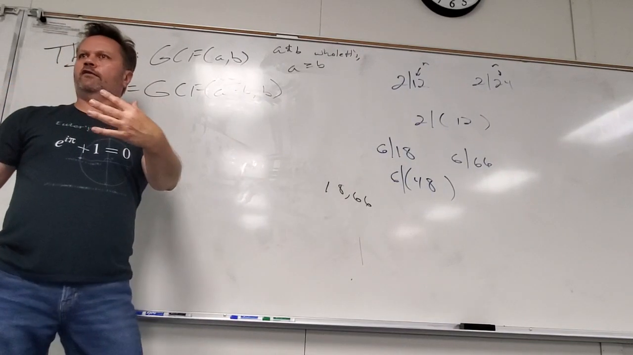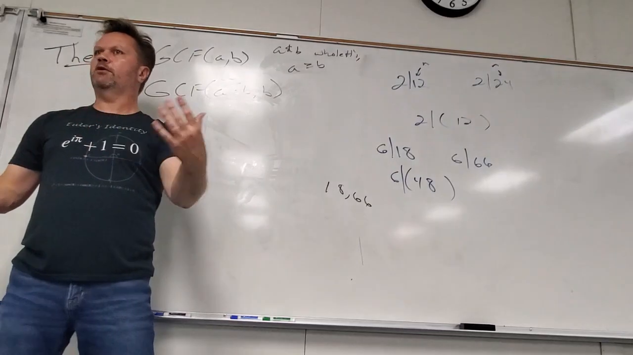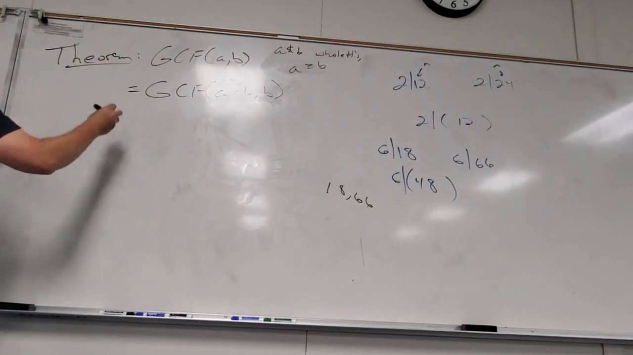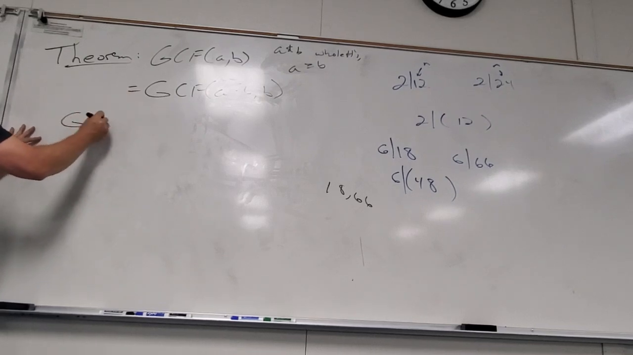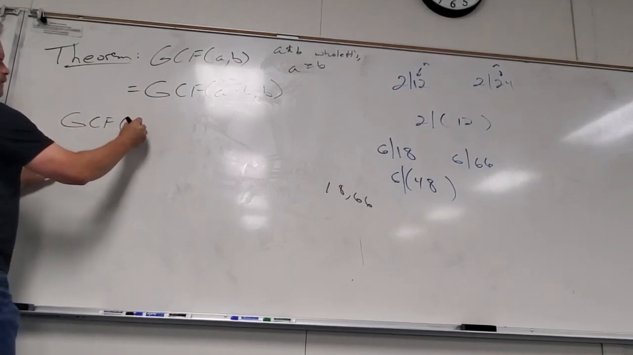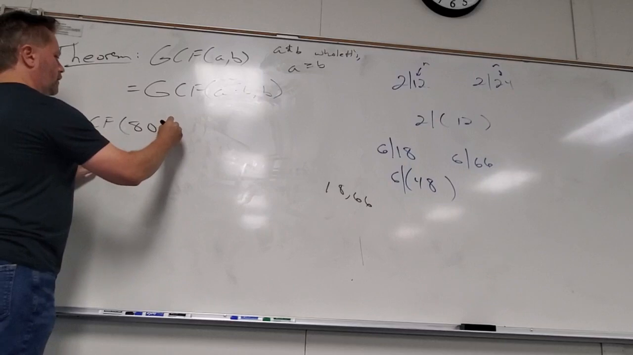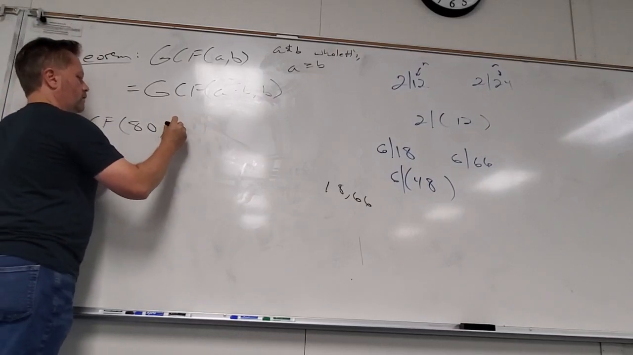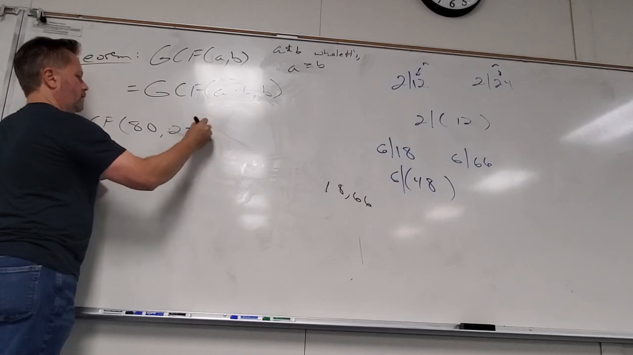What does GCF mean? It's the biggest number that goes into two numbers, correct? So let me give us an example. If I have the GCF of 80 and 228.